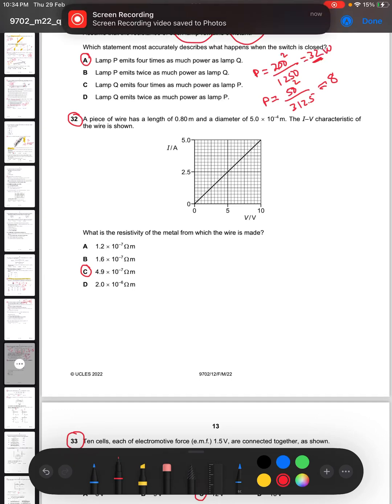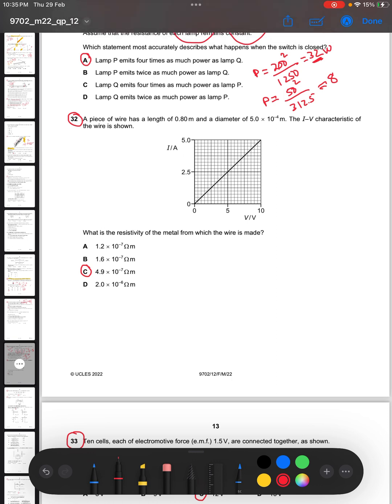The wire has a length of 0.8 meters and a diameter of 5 times 10 to the power of minus 4 meters. The IV characteristic of the wire is shown, the current against voltage graph. So what is the resistivity of the metal from which the wire is made? We are told its diameter, its length, and the IV characteristic.